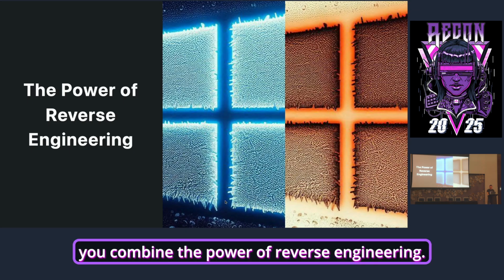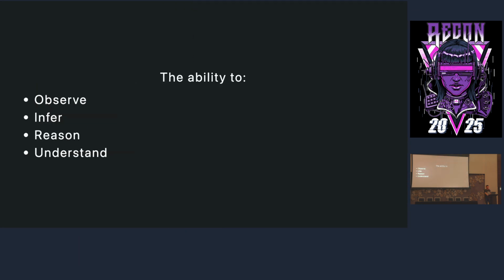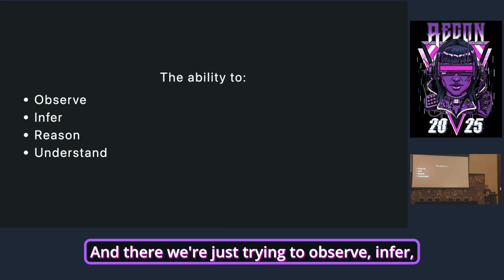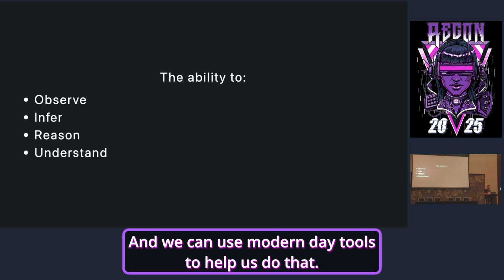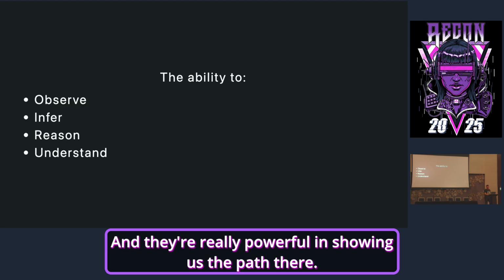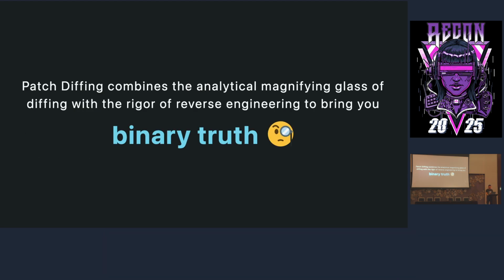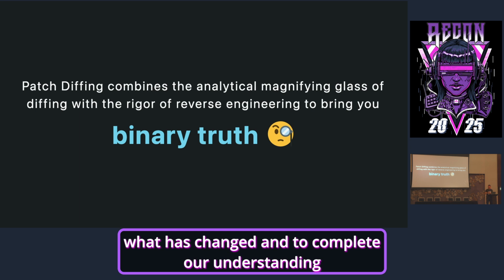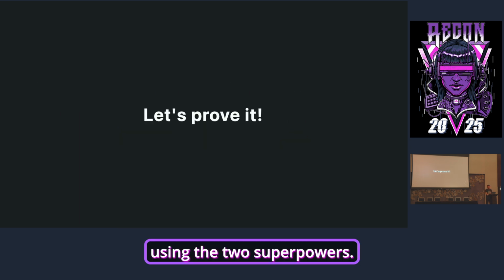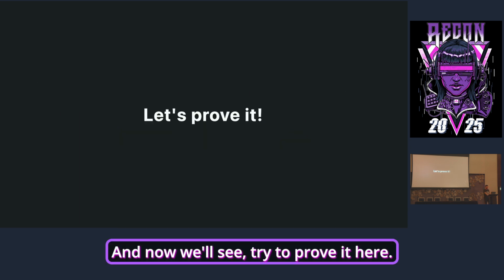So with the diffing, you combine the power of reverse engineering. There, we're just trying to observe, infer, and understand what has happened. And we can use modern-day tools to help us do that. They're really powerful in showing us the path there. So in the end, we're seeking this binary truth, what has changed, and to complete our understanding using the two superpowers. And now we'll try to prove it here.